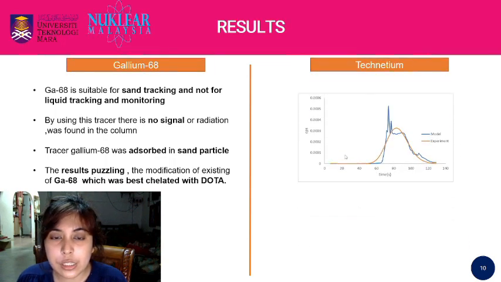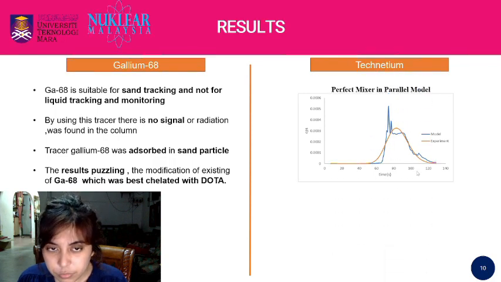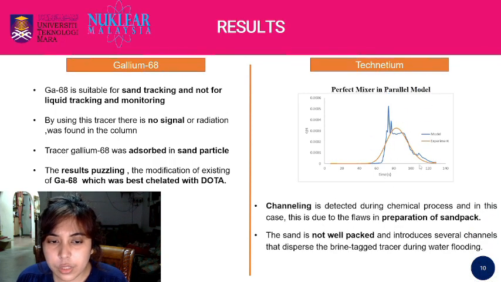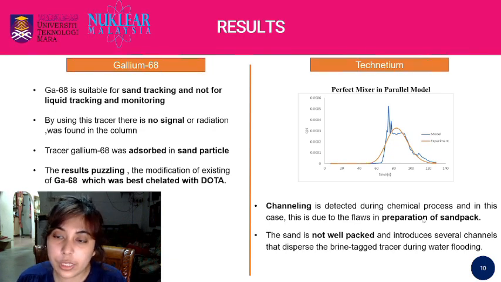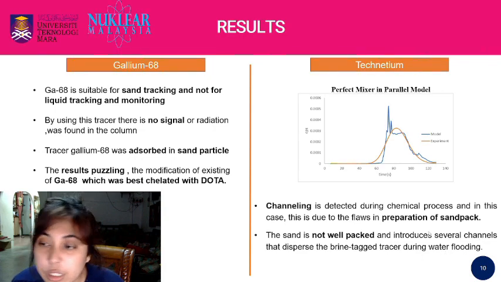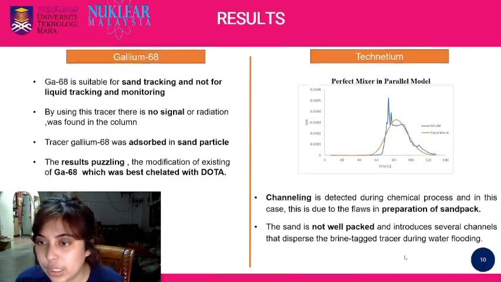So this is the technetium. It's a bit puzzling here. I mean, the graph does not really follow the flow, but channeling was detected during the chemical process. This is due to the preparation of the sandpack, which was not really well packed. So this introduced several channels that dispersed the brine-tagged tracer during water flooding.